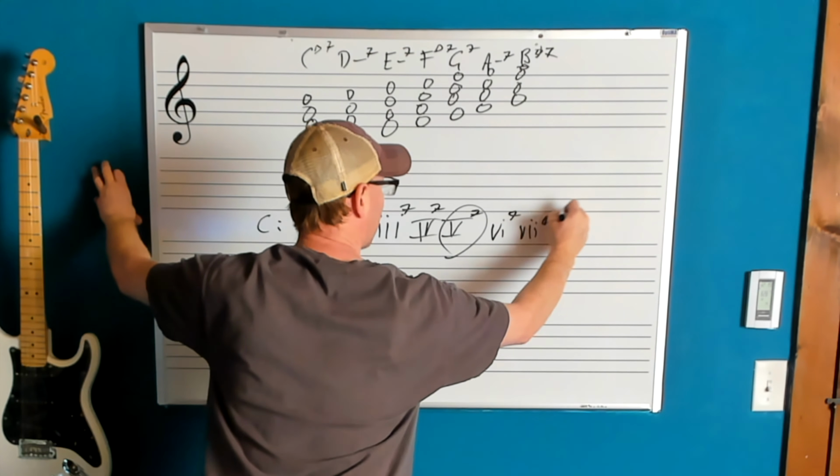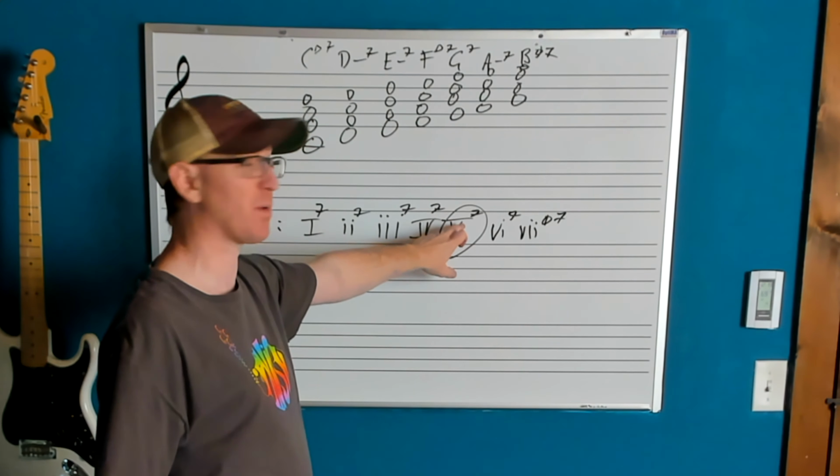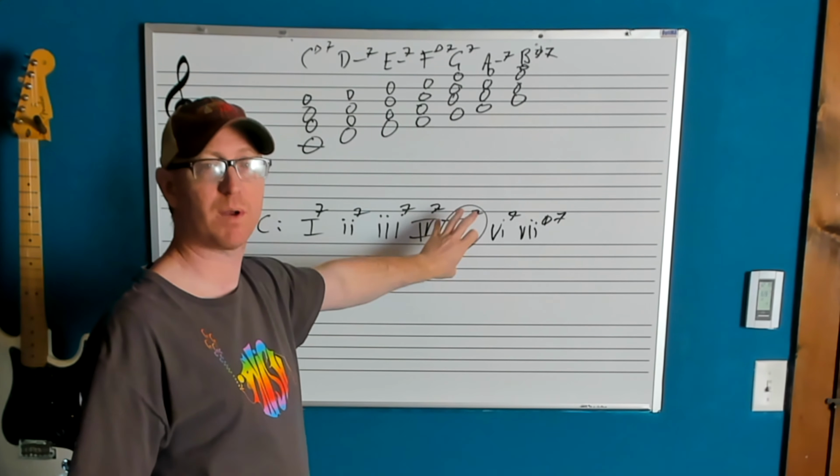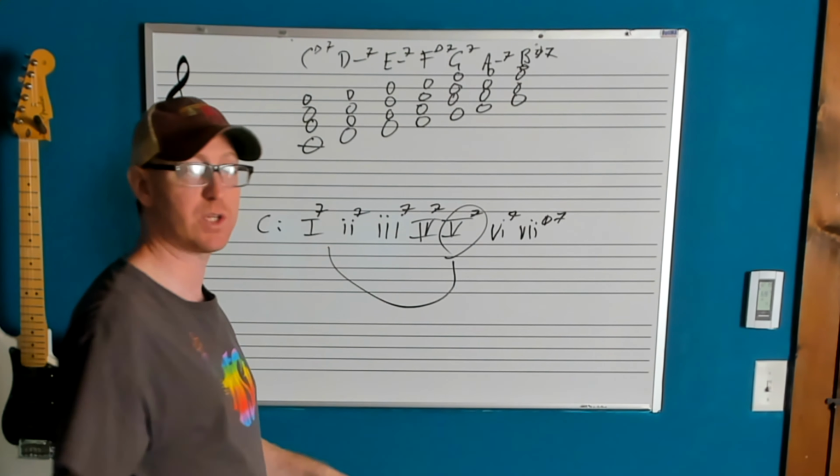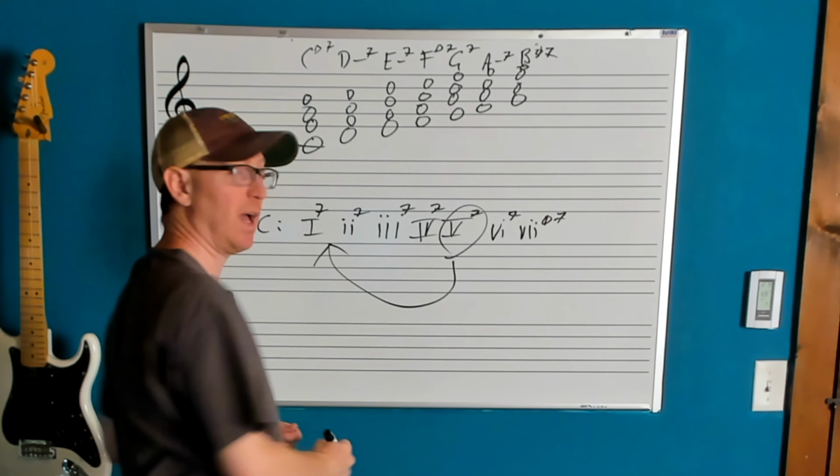Something to remember that's kind of tricky is that the 5 chord, even though it's uppercase, it's not a major, it's a major triad, but as a 7th chord, it is a dominant chord. So this 5 to 1 relationship right here is kind of what we're getting at.